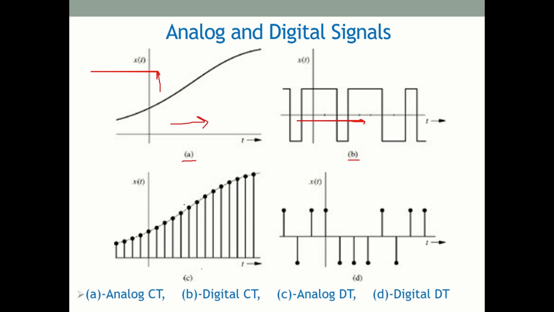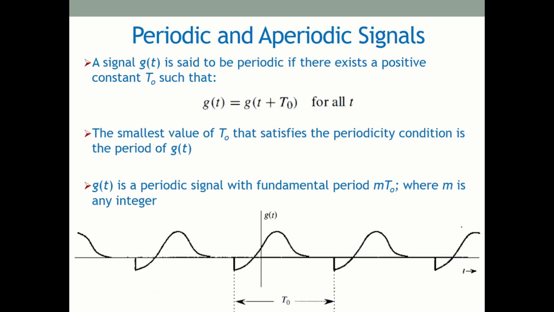This one is an analog discrete time signal, because on the y-axis we can have any value, while on the x-axis we can only have discrete values. And finally, on the y-axis we have only two sets of values, and on the x-axis also we can only have some discrete values, so this is called a digital discrete time signal. Then we have periodic signals and aperiodic signals.